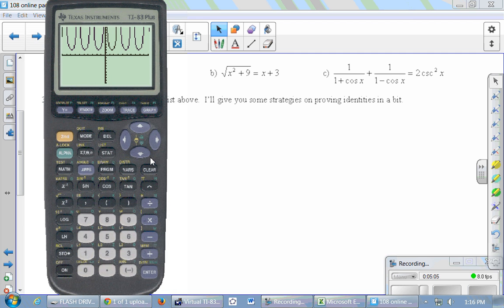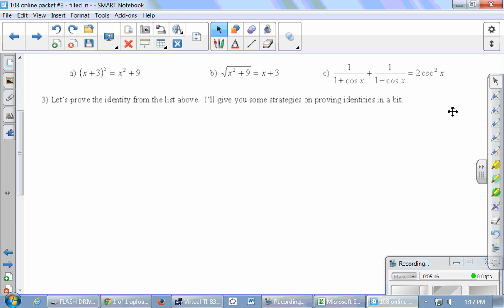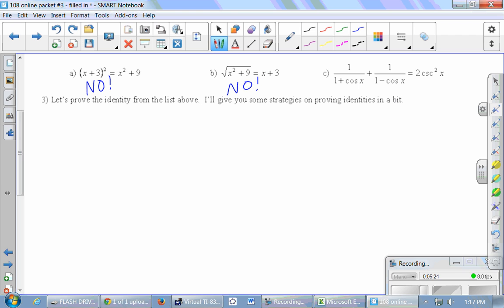And if we get a different looking graph, then it's not an identity. But if we get something that traces out exactly the same graph, or at least appears to, that's pretty compelling evidence that we're looking at an identity. So this one is a no, not an identity, different graphs. That's a no, not an identity.